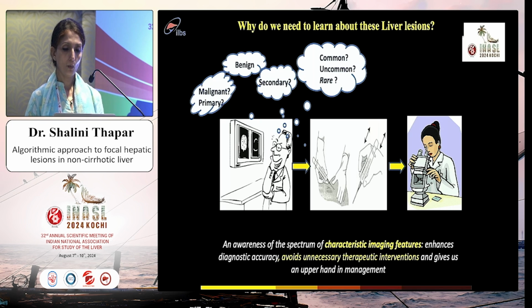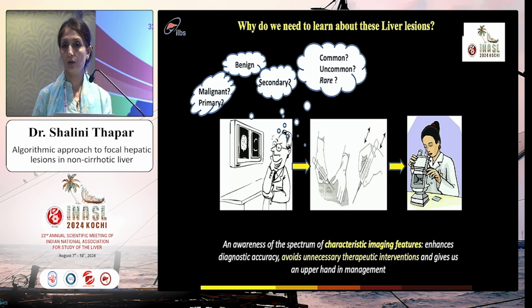So, why do we really need to know about these lesions? Because we want to know the characteristic imaging features that enhance our diagnostic accuracy. We want to avoid unnecessary imaging and therapeutic interventions in patients who we can just manage with a simple ultrasound or a follow-up as they come back to us every time for their lesion.